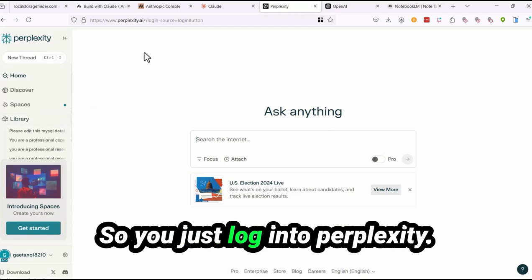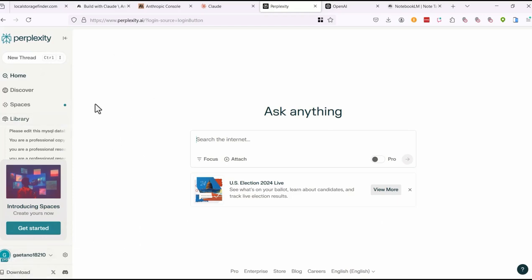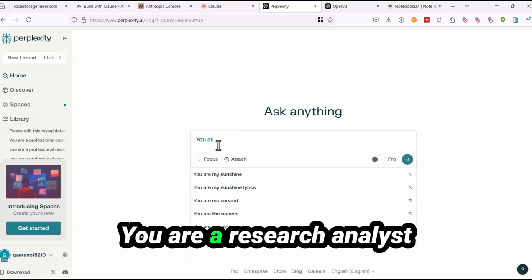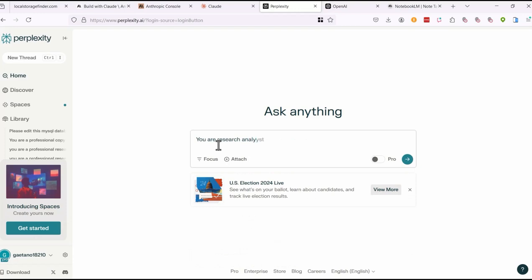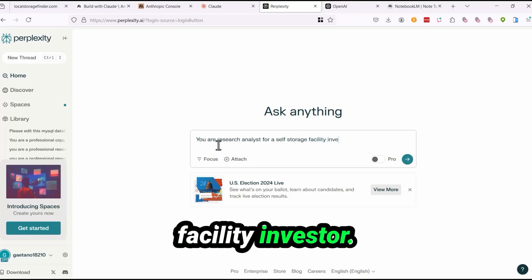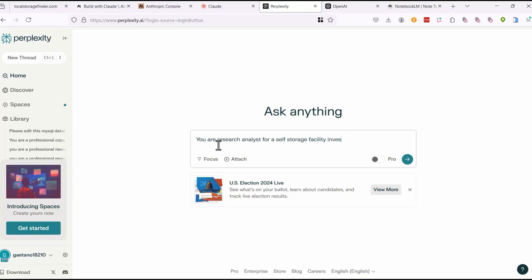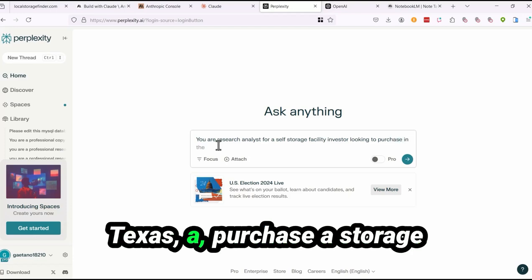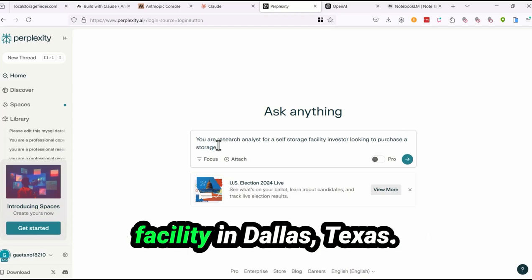So you just log into Perplexity. I like the Pro account. And then what you can do is just ask it a question. Let's see here. You are a research analyst for a self-storage facility investor looking to purchase, say, in Texas. Purchase a storage facility in Dallas.